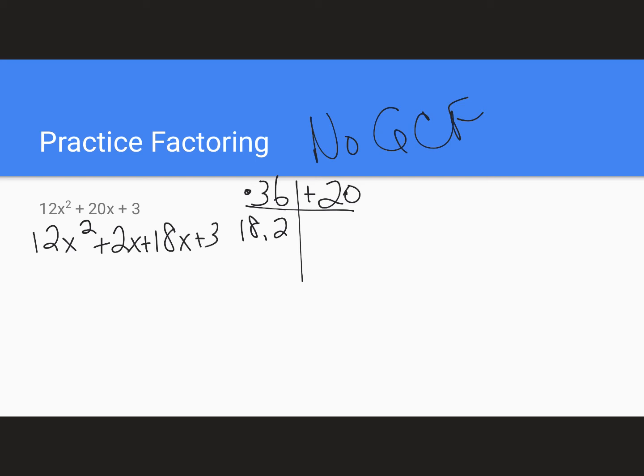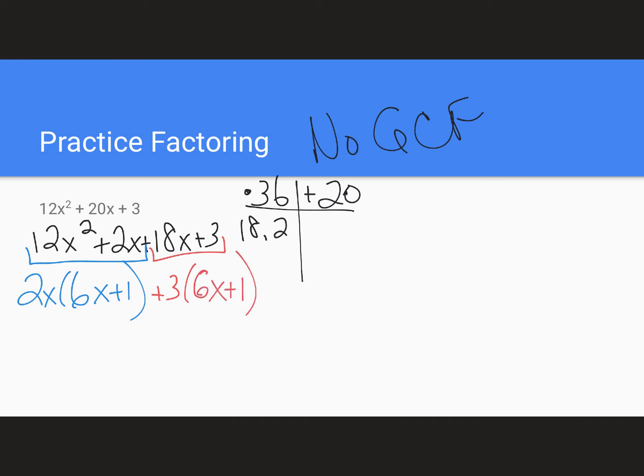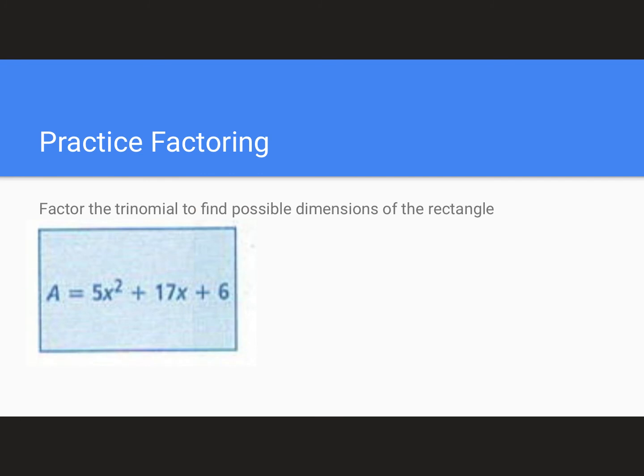Again, I'm going to factor this by sections. So 12x squared plus 2x, I can factor out a 2x. I'm left with 6x plus 1. 18x plus 3, I can factor out a 3. I'm left with 6x plus 1. Then I'm just going to factor out the 6x plus 1, and I'm left with 2x plus 3. Again, you could always multiply these back out to double check yourself.